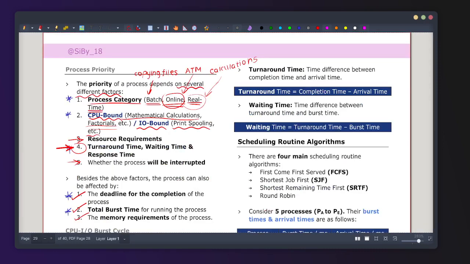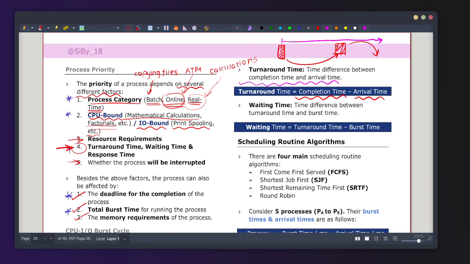Next up, we have something called turnaround time, a word that I left behind from the previous discussion. Turnaround time, guys, is the time difference between completion time and arrival time. So if you want to calculate turnaround time, it's basically the completion time minus the arrival time of a given process. So if you think about what this turnaround time means, it's basically the time it takes for a process to end up on the ready queue, be executed by the processor, and then finish executing. So the time from when it arrives at the queue to the time it finishes executing is the turnaround time.